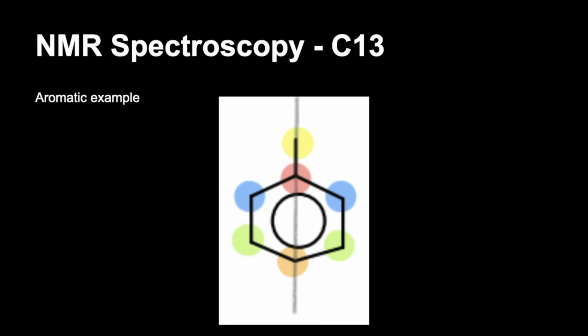So we'll just finish carbon-13 with an aromatic example. So we've got a line of symmetry running down here. So that means anything either side of that line are equivalent. So obviously that's unique there. So that's one environment. That's unique there. But then we've got equivalents on the blues, equivalent on the greens, and unique for the orange.